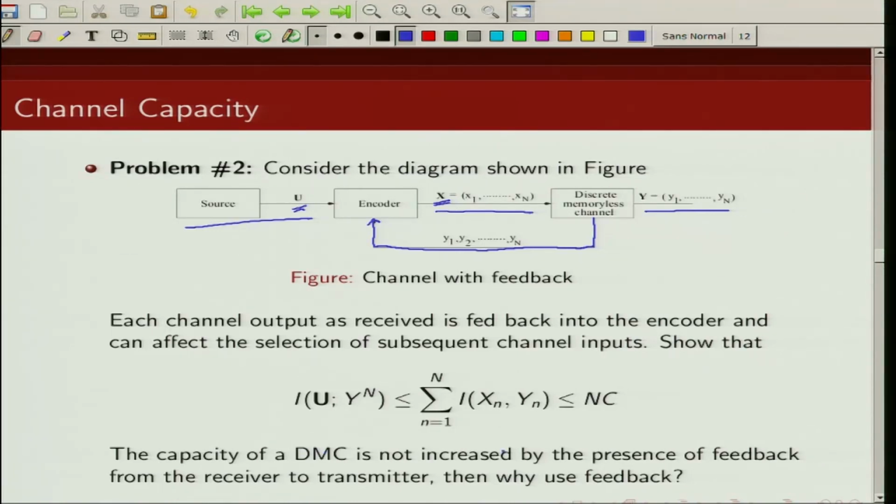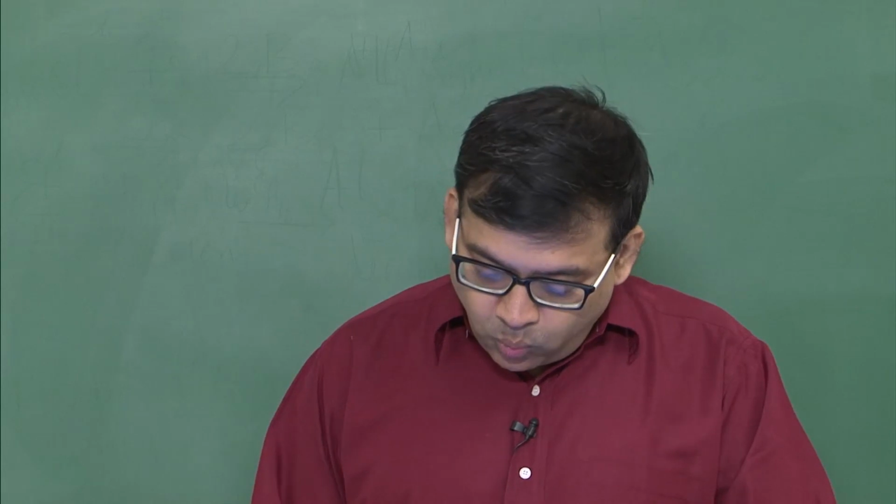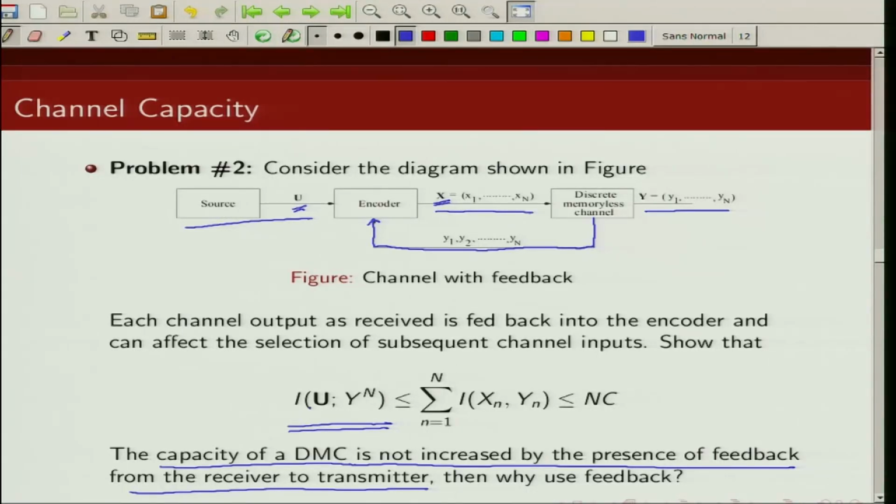Now we want to show that the channel capacity of a discrete memoryless channel with feedback does not increase. So the capacity of a discrete memoryless channel is not increased by presence of feedback from the receiver to the transmitter. Then the question is, if feedback does not increase the capacity of a discrete memoryless channel, why should we do feedback from the output to the input? So let us prove this. Now I just want to make a comment that if the channel has memory, then feedback can increase the capacity of the channel. However, if the channel is discrete memoryless, then feedback does not increase the capacity of the channel. So we want to prove that presence of feedback does not increase the capacity of this channel.